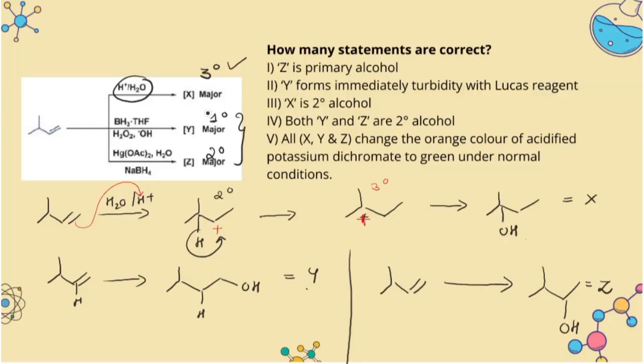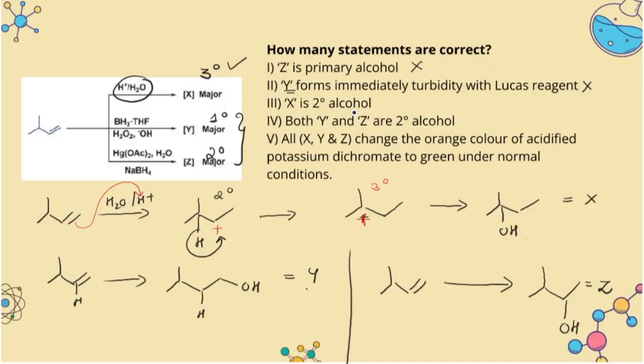Z is a primary alcohol. Is Z a primary alcohol? No, it's a secondary alcohol. Y forms immediate turbidity with Lucas reagent. For this, you should know the reactions of alcohols with the Lucas reagent. Only tertiary alcohols will react with the Lucas reagent to form immediate turbidity. That means, is Y a tertiary alcohol? No, it is not. It is primary. So this is also a wrong statement.